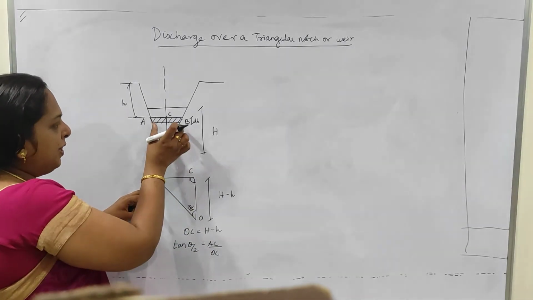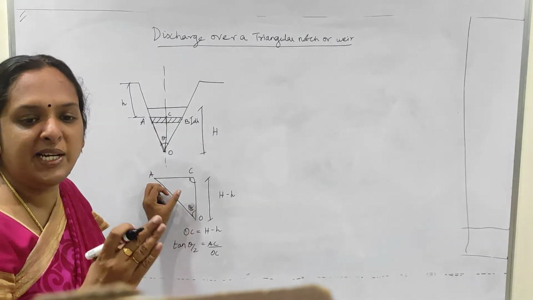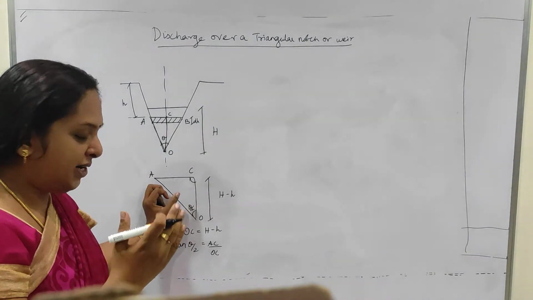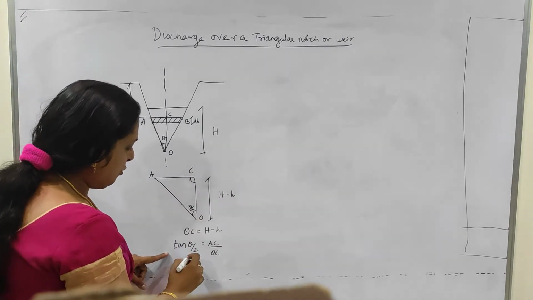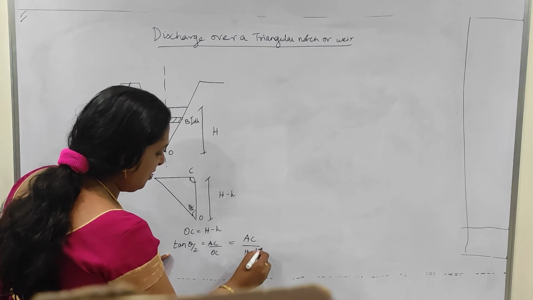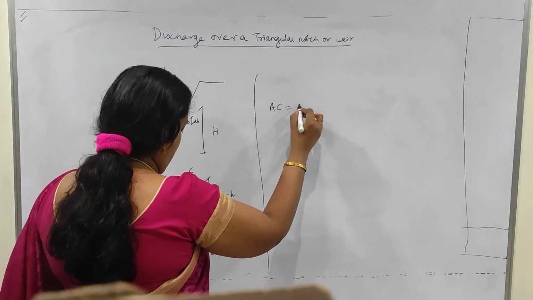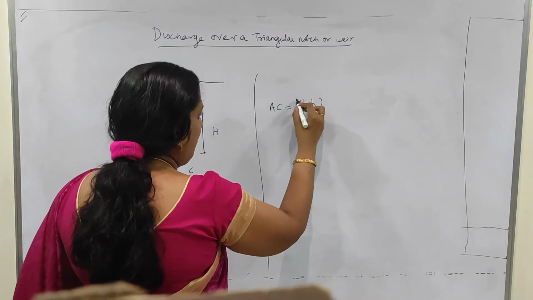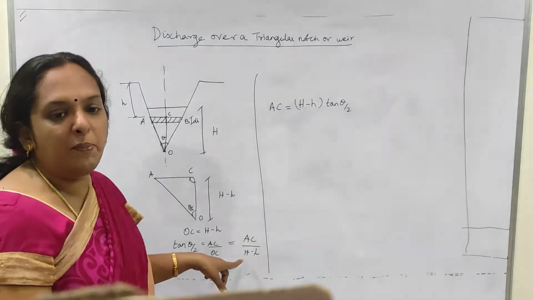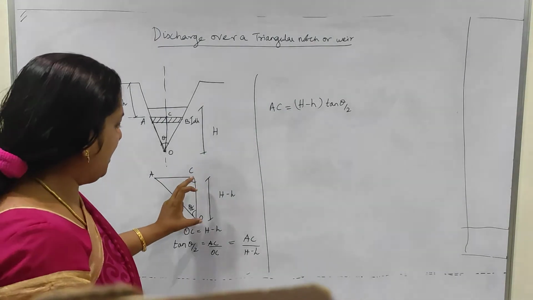What is AB? The total length is AB, and AC is half of the length. So we can find AC from this equation: tan theta by 2 is equal to AC by H minus h. Rearranging, AC is equal to H minus h, times tan theta by 2. So AC is known.